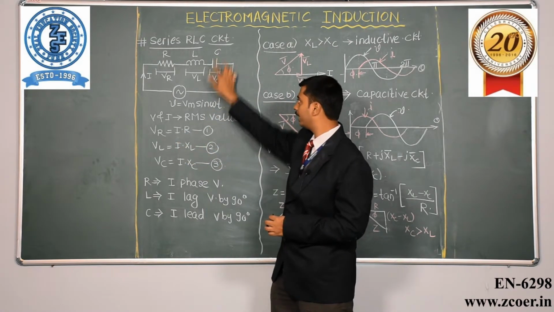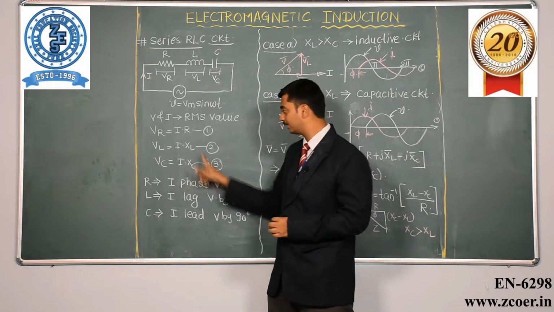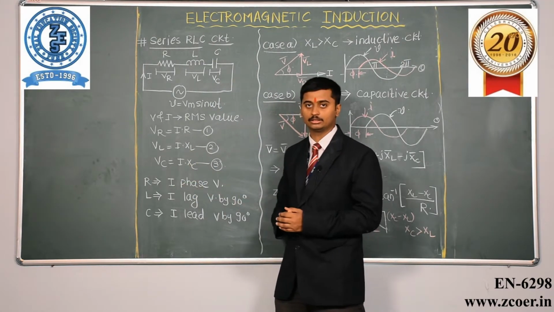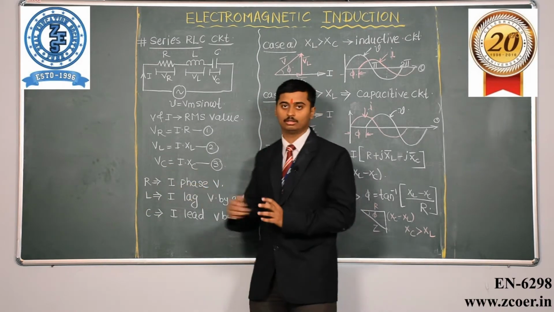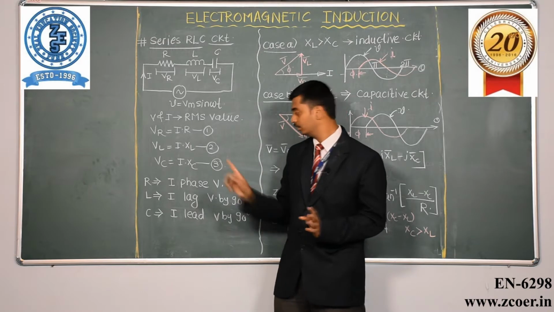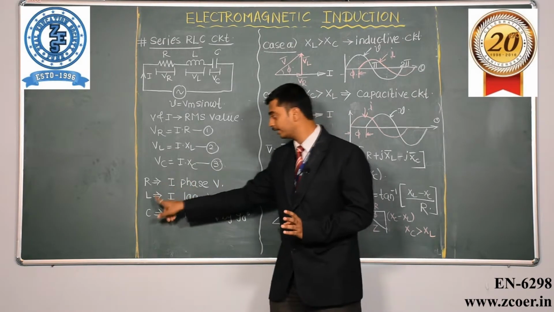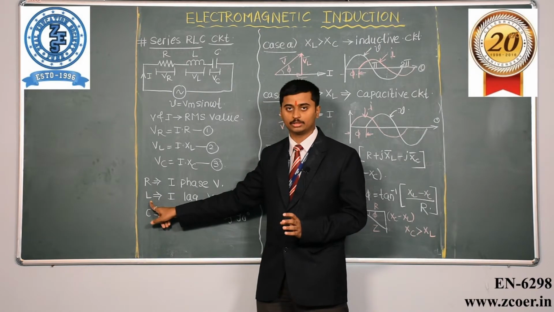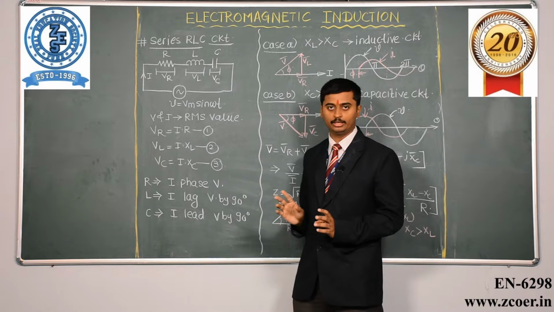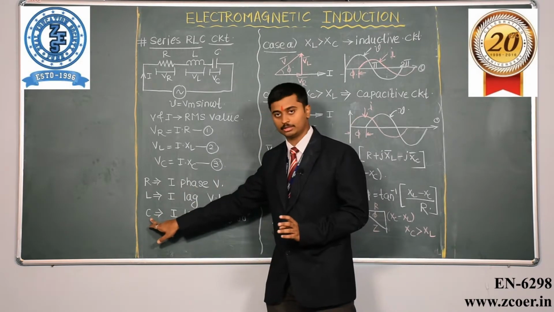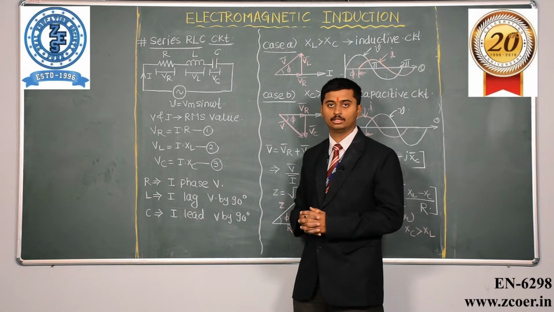What will be the voltage across the capacitor VC? It is I into XC, where XC is the capacitive reactance. Now this is the short form which we need to remember. In a resistive circuit, the current is in phase with the voltage. In a purely inductive circuit, current lags the voltage by an angle of 90 degrees, whereas in a capacitive circuit, current leads the voltage by an angle of 90 degrees.